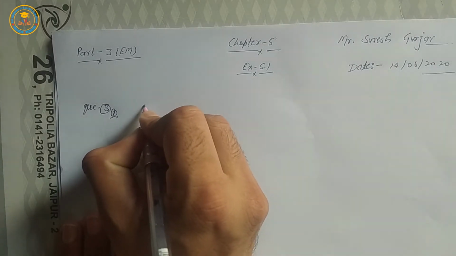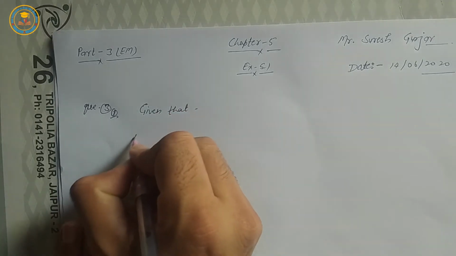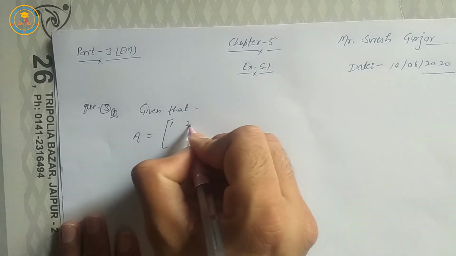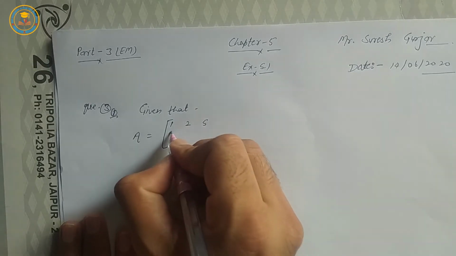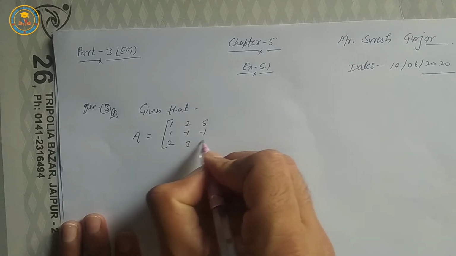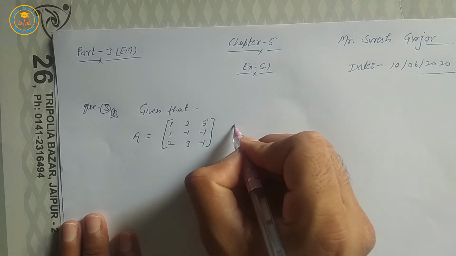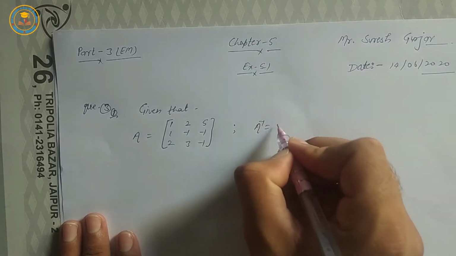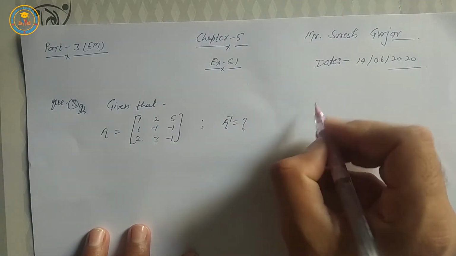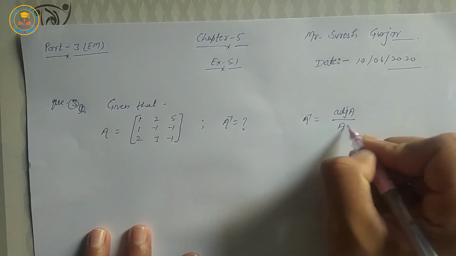Given that matrix A is equal to [1, 2, 5; 1, minus 1, minus 1; 2, 3, minus 1]. Okay. Find inverse matrix A inverse. Formula of A inverse is equal to adjoint A upon determinant A.